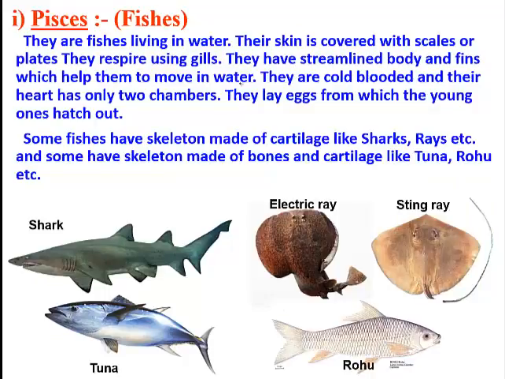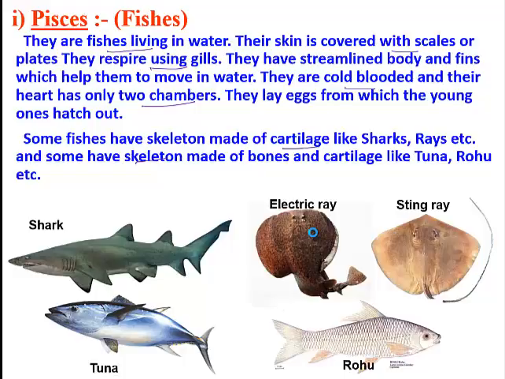So here you can see these are freshwater living or marine living organisms, with skin covered with scales and plates. Respiration is through gills, and we call the heart of fish the venous heart. These are cold-blooded, and their hearts have only two chambers. The skeleton is made up of cartilage. And next are the bony fishes, and you should know the examples here: tuna, rohu, electric ray, stingray. So these are the general structures of the fishes.